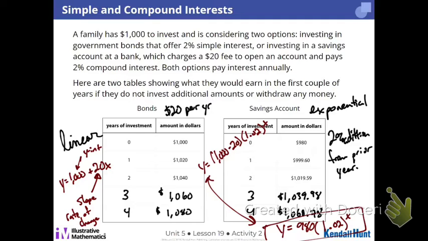Are there questions on there? What's the next question? Which investment option should the family choose? Okay, which one do you guys think they should choose? Let's take a vote. Raise your hand for bonds.